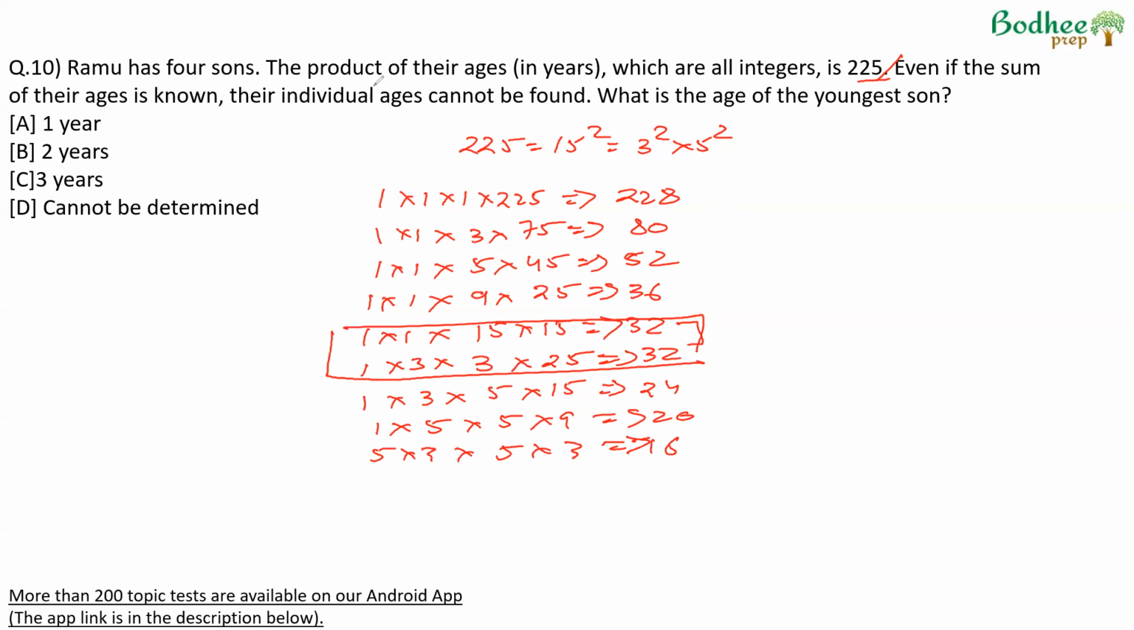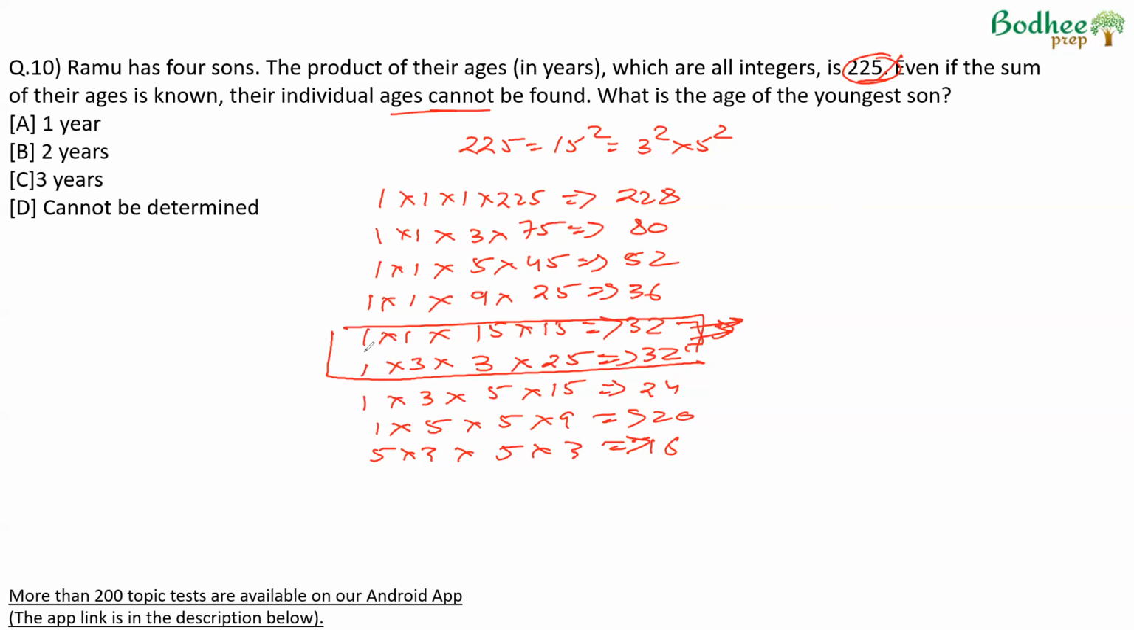So if I say that there are four sons, product of ages is 225, so the sum is 32. It could be either of the two cases. Hence, we will not be able to find out the individual age. If we know that the sum is 16, we will know that the ages have to be 5, 3, 5, 3 because that is the only case possible. Hence, one of these cases is happening.